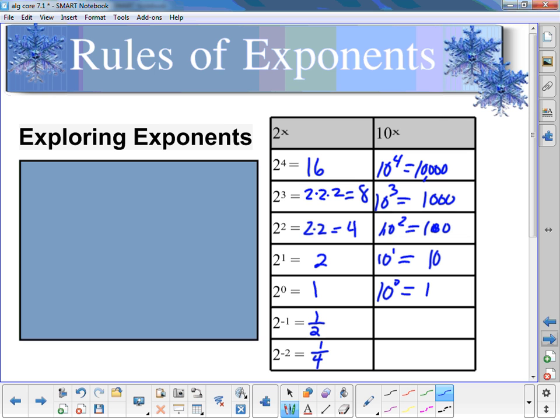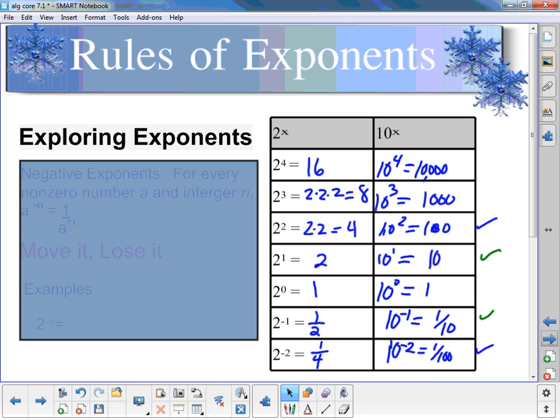10 to the negative 1 is 1/10. 10 to the negative 2 is 1/100th. So hopefully you'll see a pattern. Here's 10 to the 2nd, here's 10 to the negative 2nd. Here's 10 to the 1st, 10 to the negative 1st. The same thing happened with the 2's, and I'm hoping you'll see it.